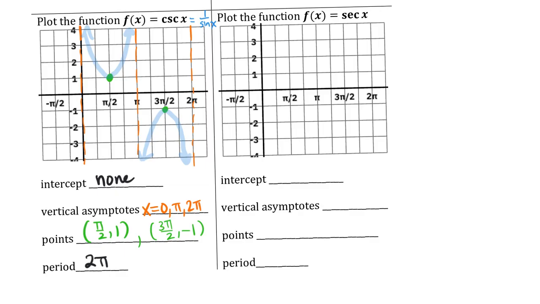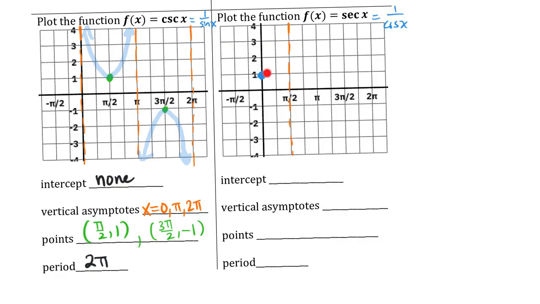Okay, let's try secant. Now secant is the reciprocal of cosine. So think about how you're going to graph a cosine, and then we're going to flip that point. Okay, when I graph cosine, it normally starts at 1. If I flip 1, I get 1 divided by 1, which is still 1. Okay, after we go to 1, we normally go to 0. Cosine of pi over 2 is 0. If I flip 0, I get 1 divided by 0. 1 divided by 0 is undefined, so there's an asymptote here.